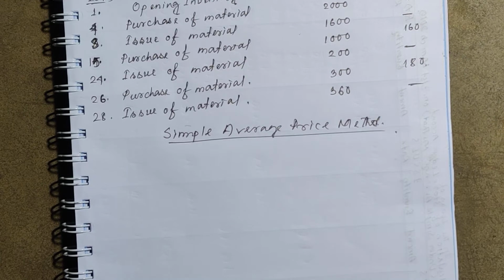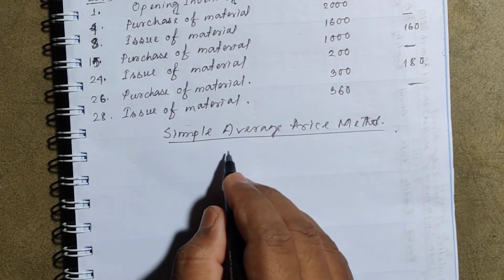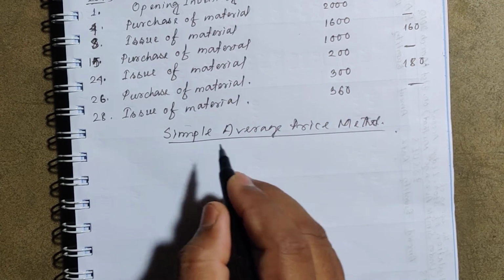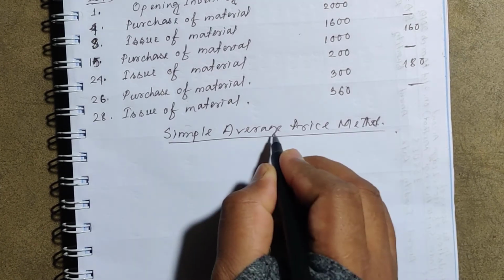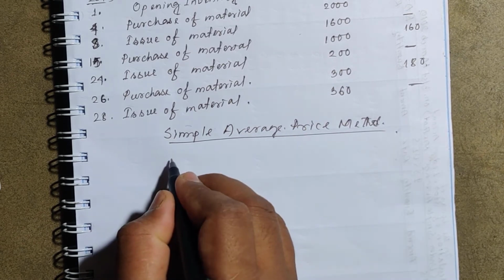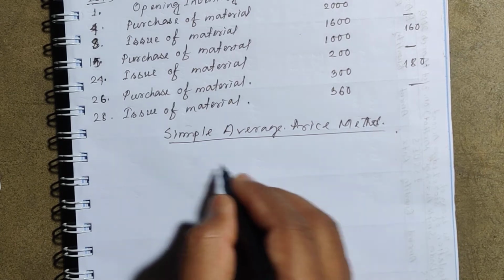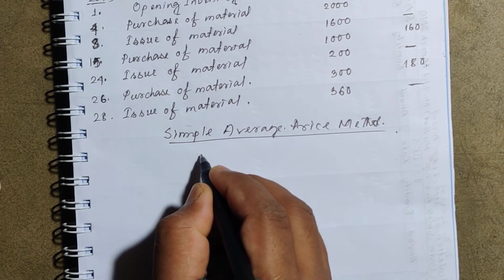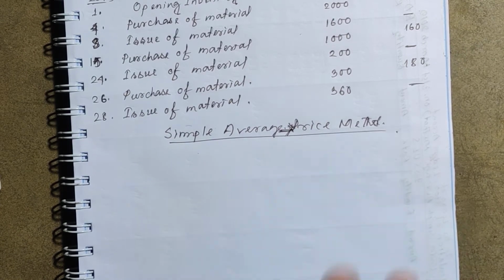So friends, from this name we can understand what is the procedure of this method. Simple average price. I have to make the average of price. So in this method, I have to make the average value of price. This is the main procedure of the method. So friends, let's see.